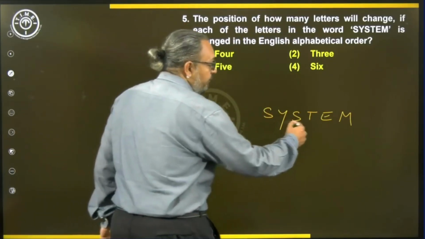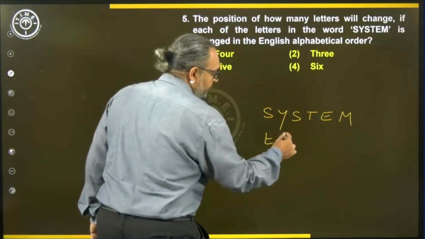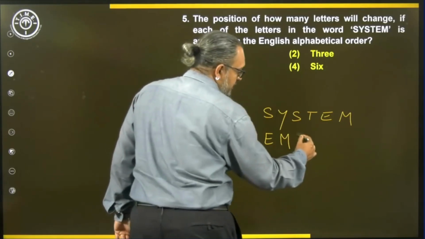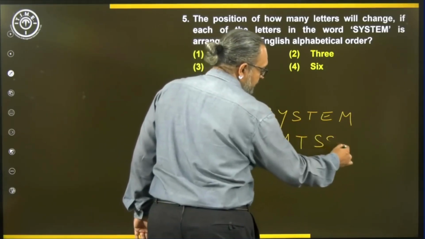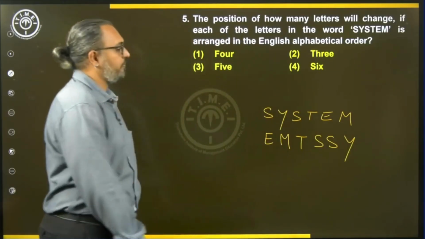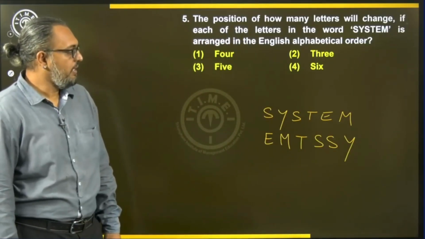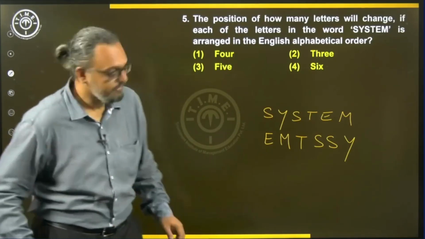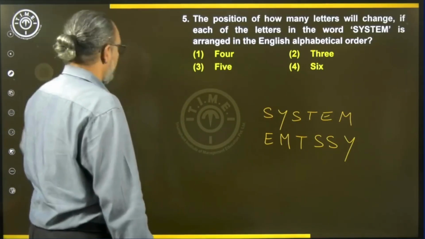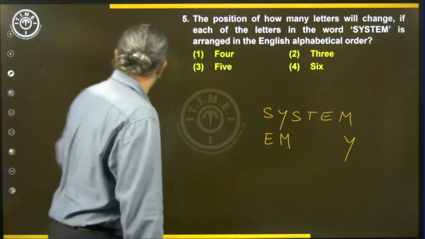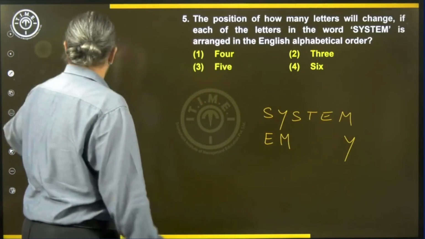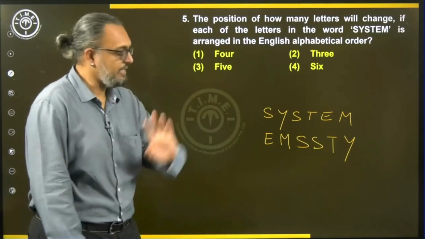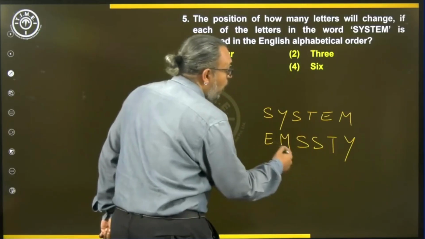Okay. So let's see. So the starting is E, correct? Then after E you have an M, then you have a T, then double S and a Y. Correct? So how many are changing? Oh, sorry. First is S and then you will get T. So S, S, T and Y. Correct? First is S, then T. Okay. So now here, how many are changing?